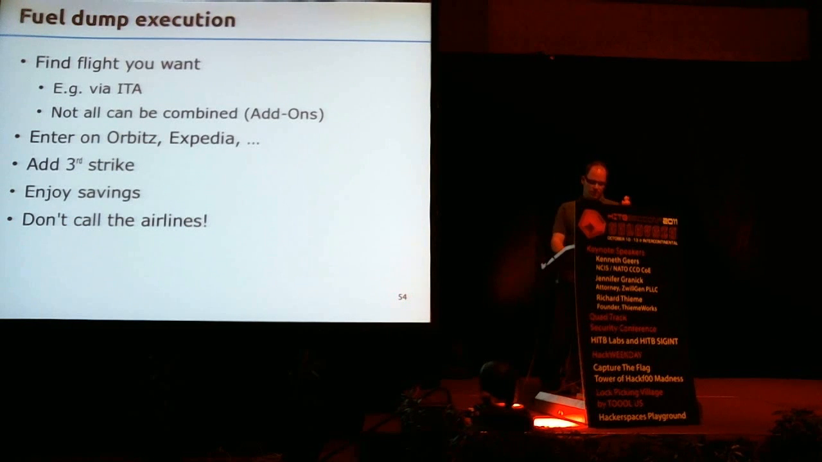How do we do this now? You find the flight you want. You just go to Expedia, Orbitz. I kind of like Orbitz. You enter the flight you want. You add the third strike, and somehow the ticket gets cheaper. Don't call the airlines if it doesn't work, because the airlines don't want this to work.